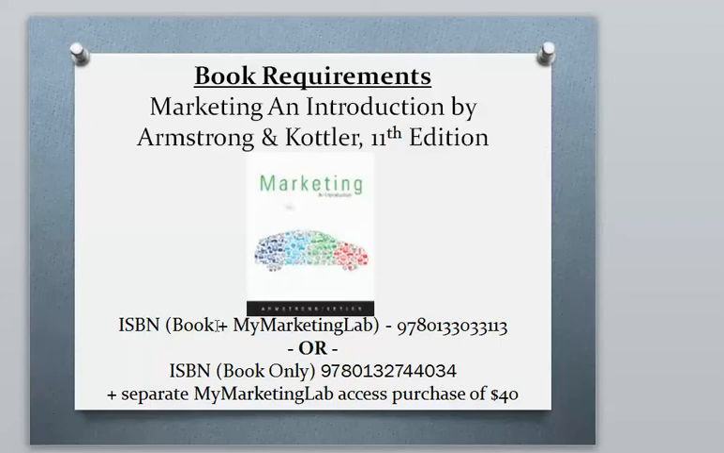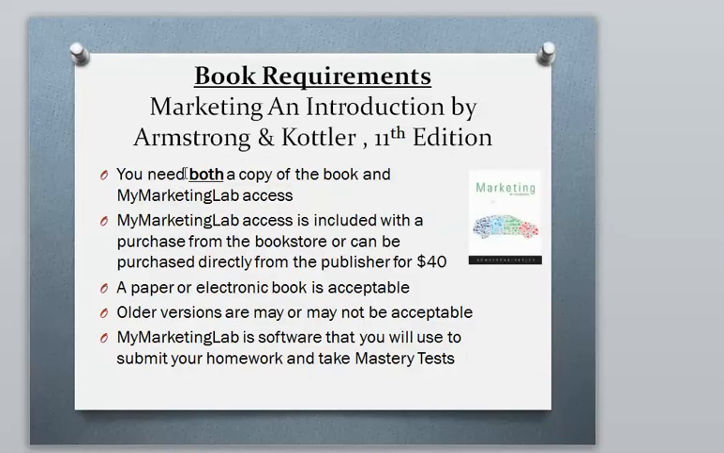So let me explain. You will need a book, some kind of book, and My Marketing Lab. So you can buy them together. The bookstore sells them together. It's a student value edition, and that would be the ISBN number here. Or you can just buy the book only and then purchase the My Lab app access separately for $40. So you need both a copy of the book and the My Lab access.